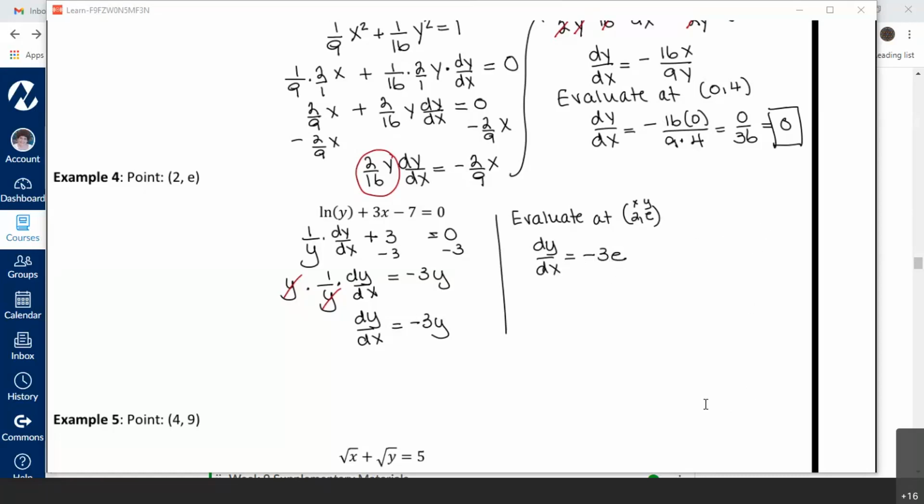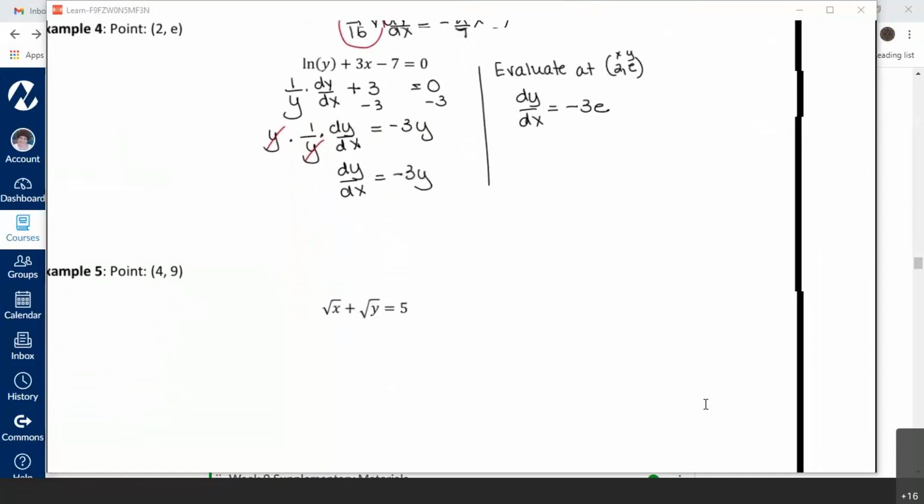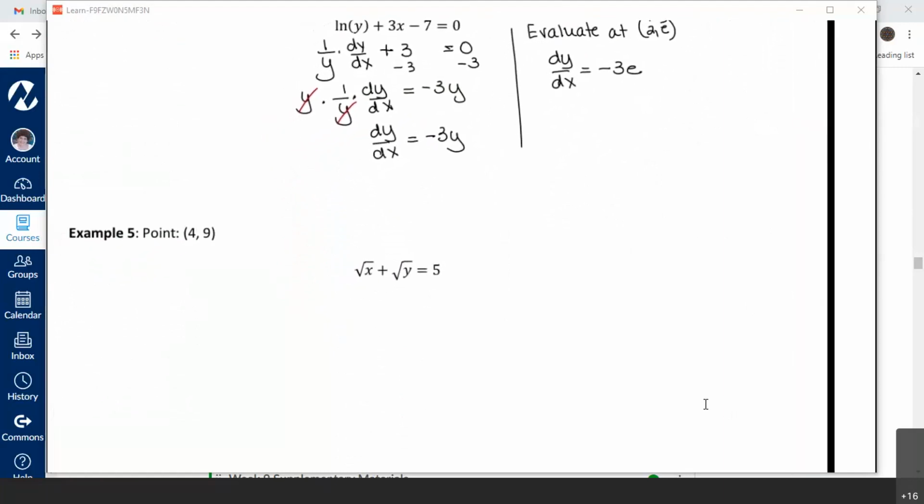Okay, so any questions on 4? I'm trying to show you as many flavors as I can. But all of these lean heavily on your algebra skills, because again, what you're going to do is simplify things before you even get started.